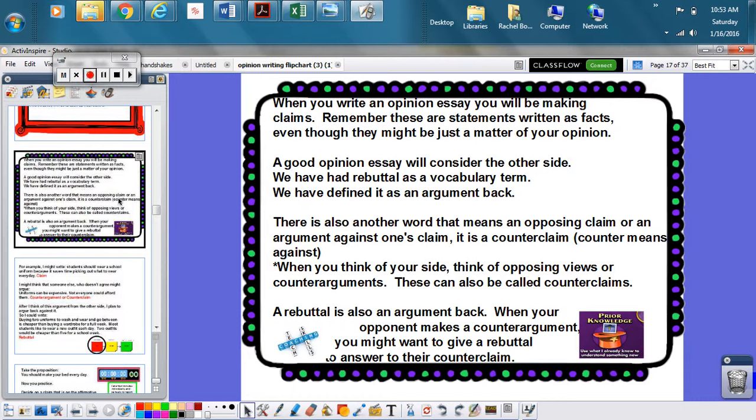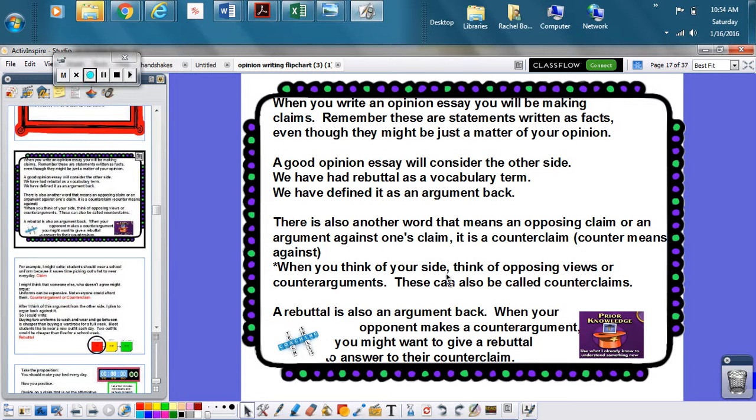So I have put down things that I agree with on the affirmative, or the other side if you disagreed on the negative side. But we also want to think not just about our own thoughts, but what the other side might argue. We've had a vocabulary term this year, rebuttal, and it's defined as an argument back. But there's also another word that means an opposing claim or an argument against one's claim, and that's a counterclaim. So in formal debate, those words will be used.